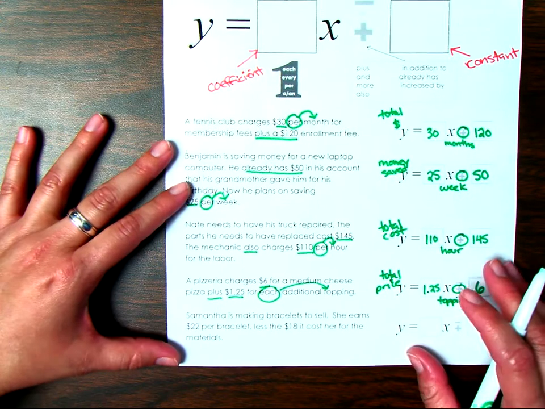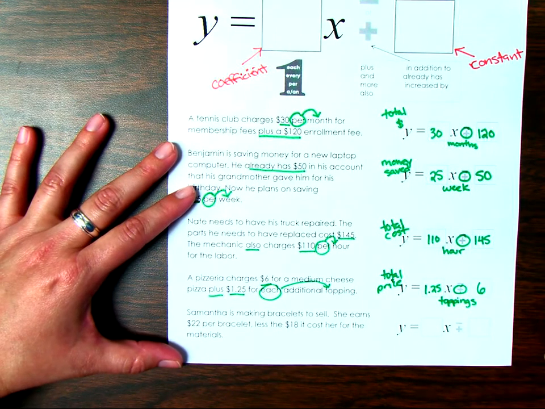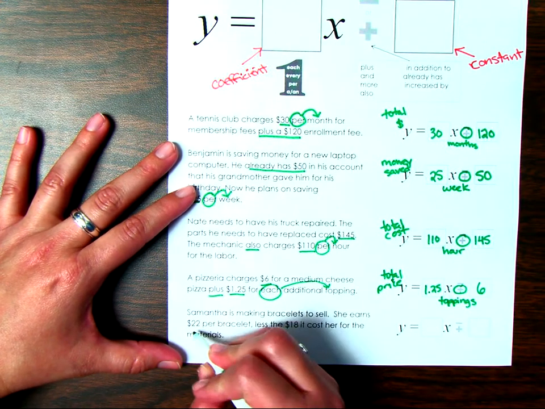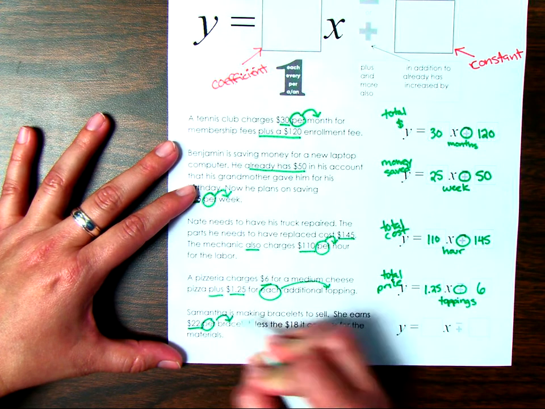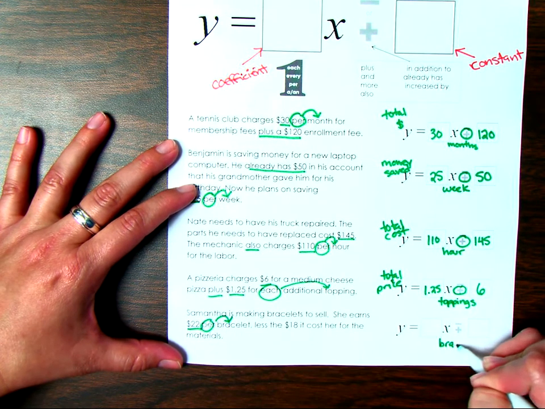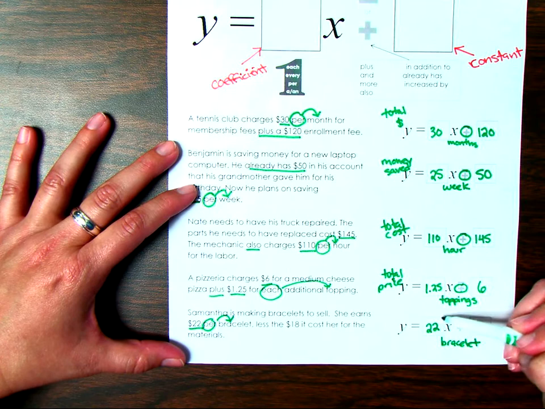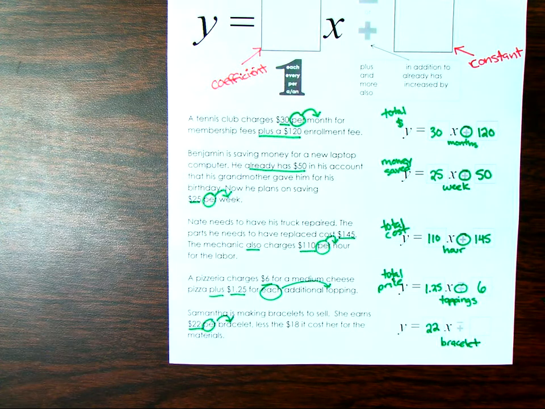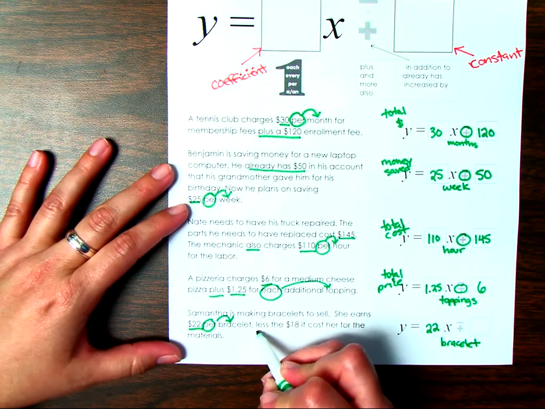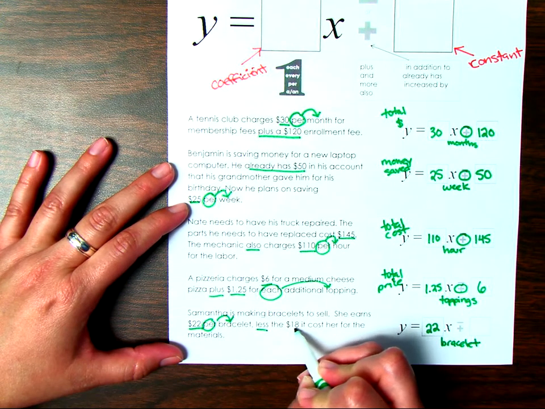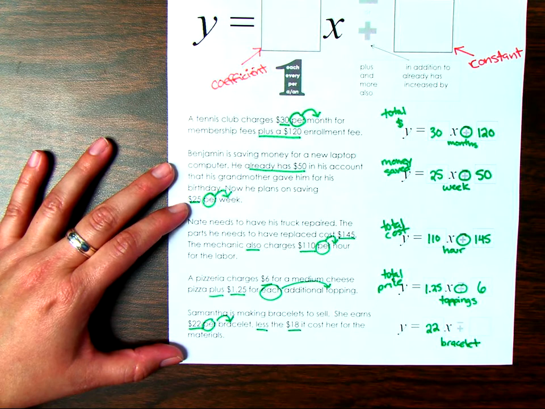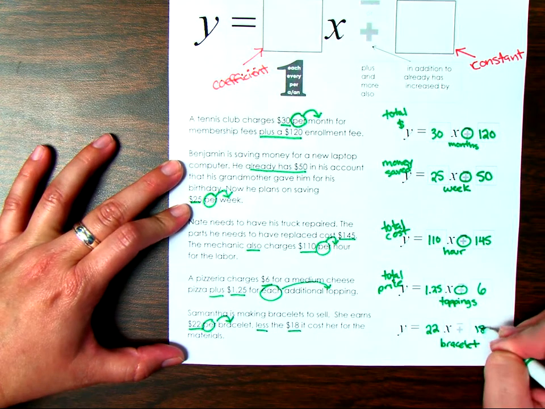Samantha is making bracelets to sell. She earns $22 per bracelet: each, every, per, a, and. So I already know that my x is the bracelets, and the 22 is my coefficient. So $22 per bracelet. So that's how much she's making. But she has to pay for the material. So we say less the $18 it cost her for the materials. So it cost her a total of $18 for all the bracelets she made.